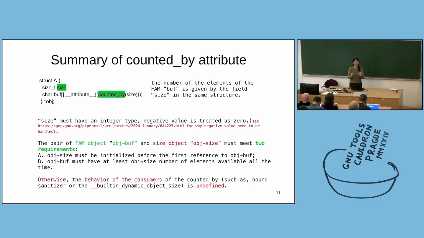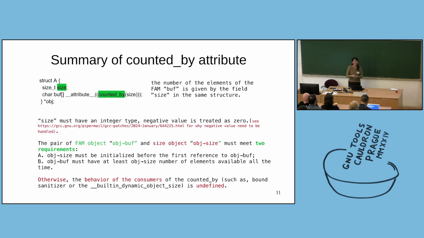With the new attribute, there are two objects for one structure object. The first object is a flexible array object, and the other object is a size object. These two objects must meet two requirements. The first requirement is the size object must be initialized before the first reference to the flexible array object. The second is the flexible array object must have at least the number of elements given by the size object available all the time. These two requirements try to make the behavior defined for the users of the size object.